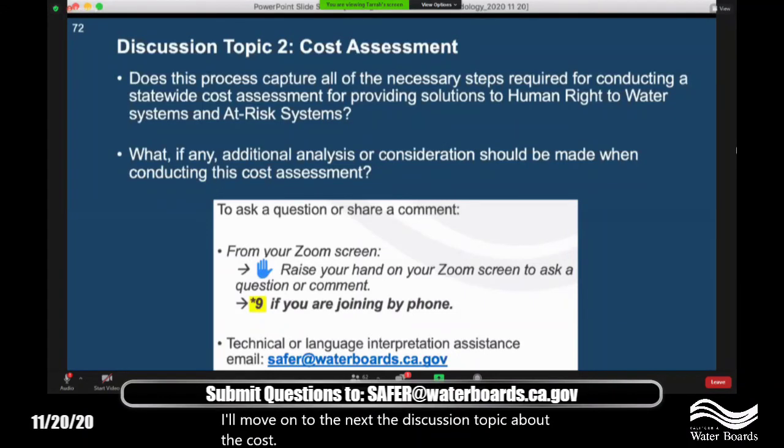So the questions are, does this process capture all of the necessary steps required for conducting a statewide cost assessment providing solutions to the human right to water systems and at-risk systems? And the follow-on question is, what, if any, additional analysis or consideration should be made when conducting this cost assessment? And I'll add on to that, if additional information is required, we'd love to hear your opinion on how that information could be gathered, because that's one of the limitations we've faced: there's a lot of data we would love to have that just isn't available at the moment. So I'll let Kristen handle the moderation on this one.